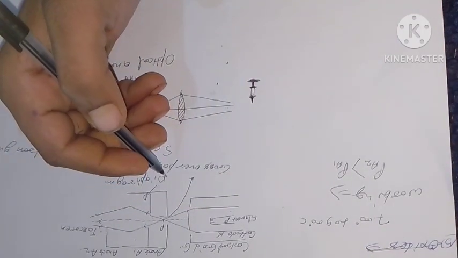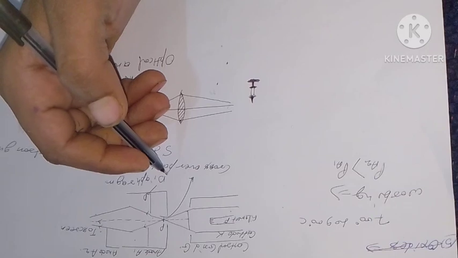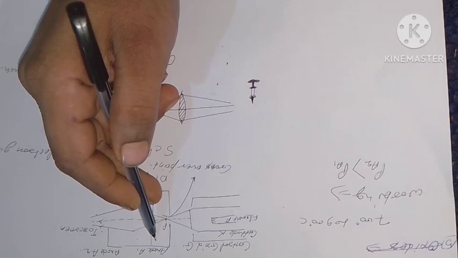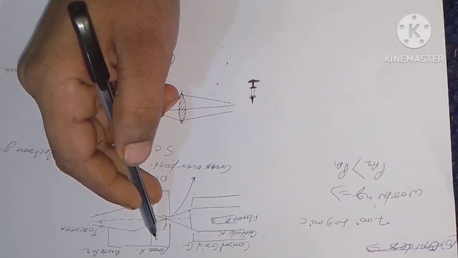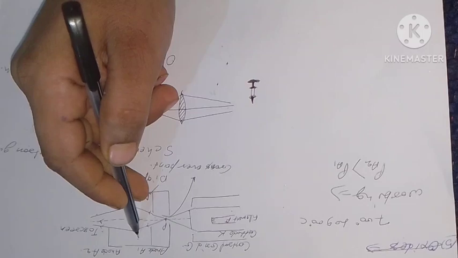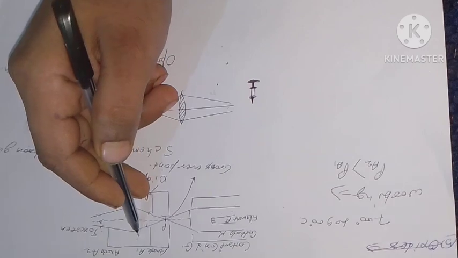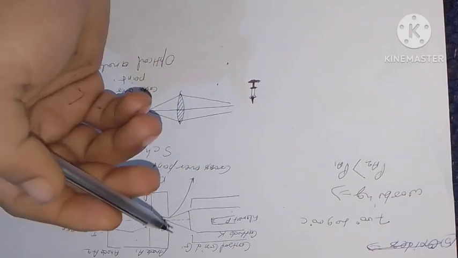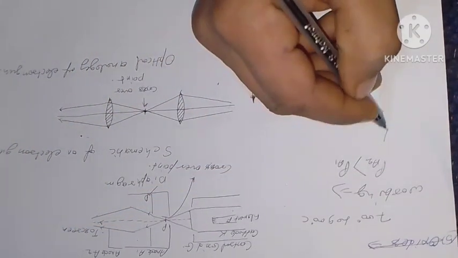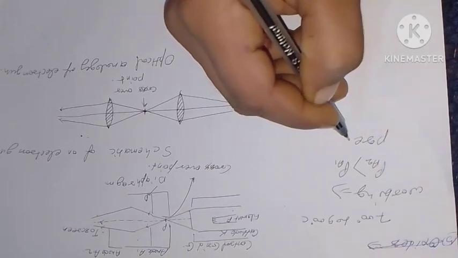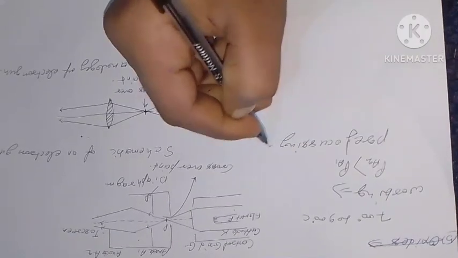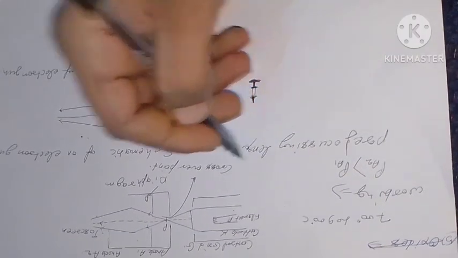The cathode, the grid, and the first anode A1 constitute the first electron lens of the system. It is known as the pre-focusing lens.